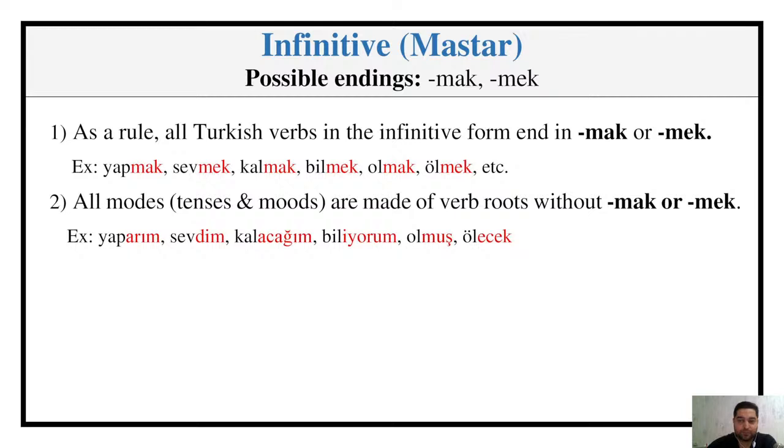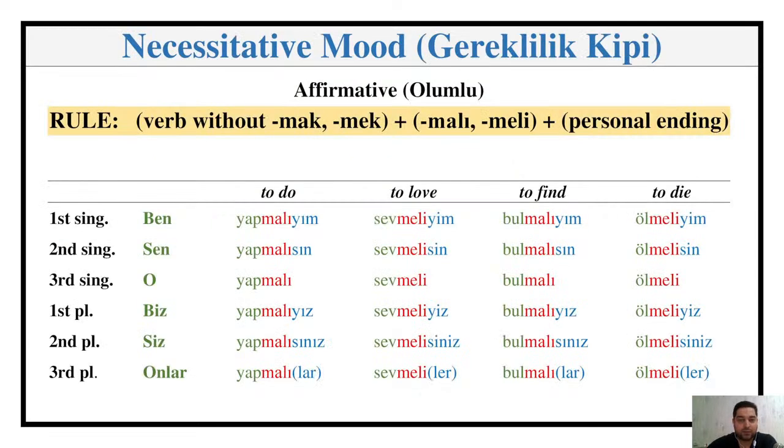So of course we will cover 4 possible cases: affirmative, negative, interrogative, and negative interrogative forms of the verb for necessitative mood, as we already did with all other cases. So let's start with the affirmative form of the necessitative mood.